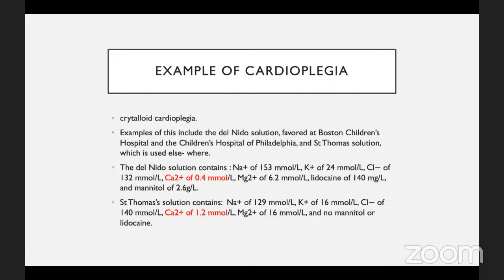Examples of crystalloid cardioplegia include Del Nido, which is favored at Boston Children's Hospital, and the St. Thomas solution. The Del Nido solution contains sodium 153 millimole, potassium 24 millimole per liter, and chloride 132, and the calcium is low in the Del Nido solution, only 0.4 millimole. This is the main difference between the Del Nido and the St. Thomas, while in St. Thomas solution the calcium is higher, 1.2 millimole.